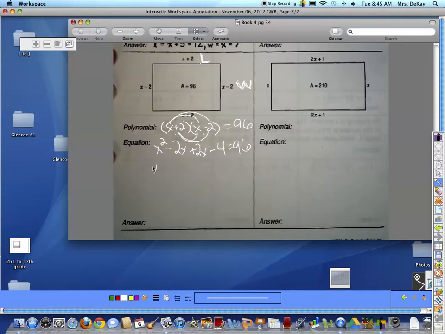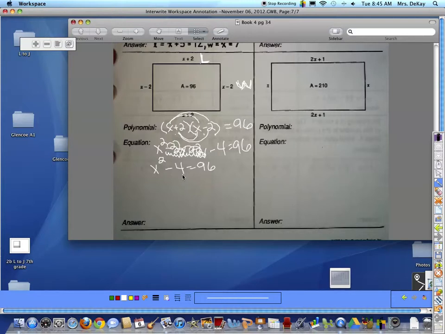There's a 2 in that. What happens when I add a negative 2x with a positive 2x? I get nothing. So I get x squared minus 4 equals 96. Can I make it look like this? No, you can't. Why can't I? Because the 4 doesn't have an x.